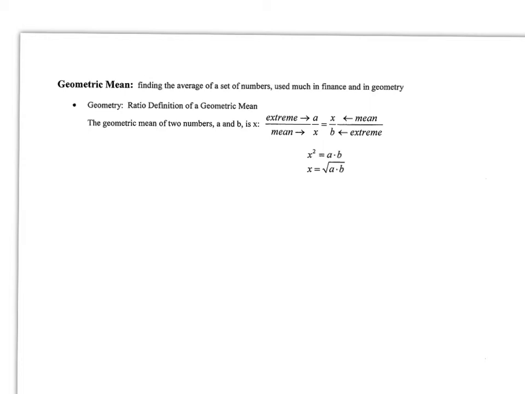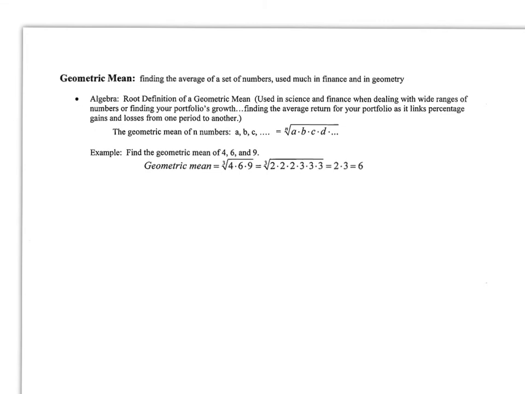Geometric mean also relates to the ratio definition. And algebraically, a geometric mean, you multiply the numbers and then take the nth root of the number of items. So, for instance, finding the geometric mean of the 3 numbers 4, 6, and 9, you multiply the 3 numbers together. And because there are 3 numbers, you're going to take the cube root.